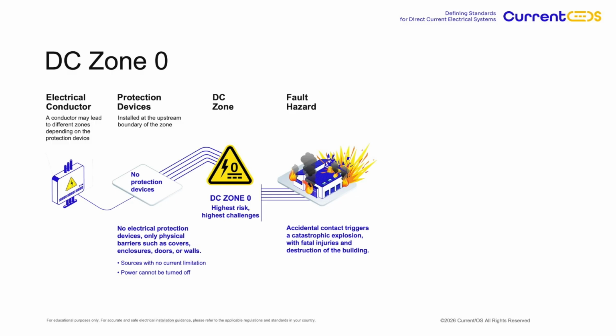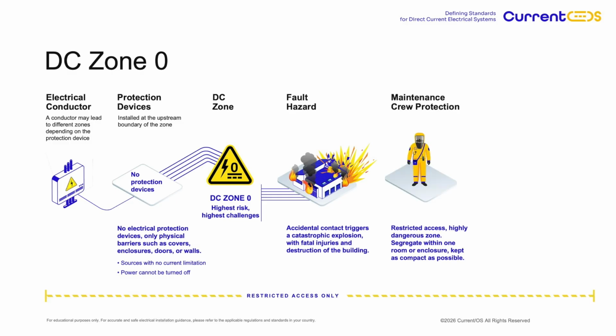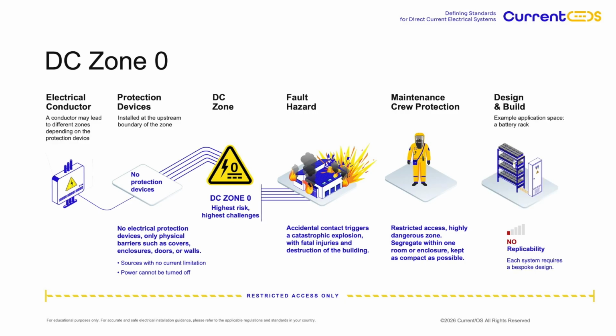Any short circuit in this zone could result in catastrophic damage or fire, eventually resulting in the destruction of the building. When maintenance is needed, maintenance crew needs to wear highly protective clothing. This zone is segregated within one room or enclosure. It is not distributed. It is kept as compact as possible, and access is restricted. A battery rack is a typical example of DC Zone 0.